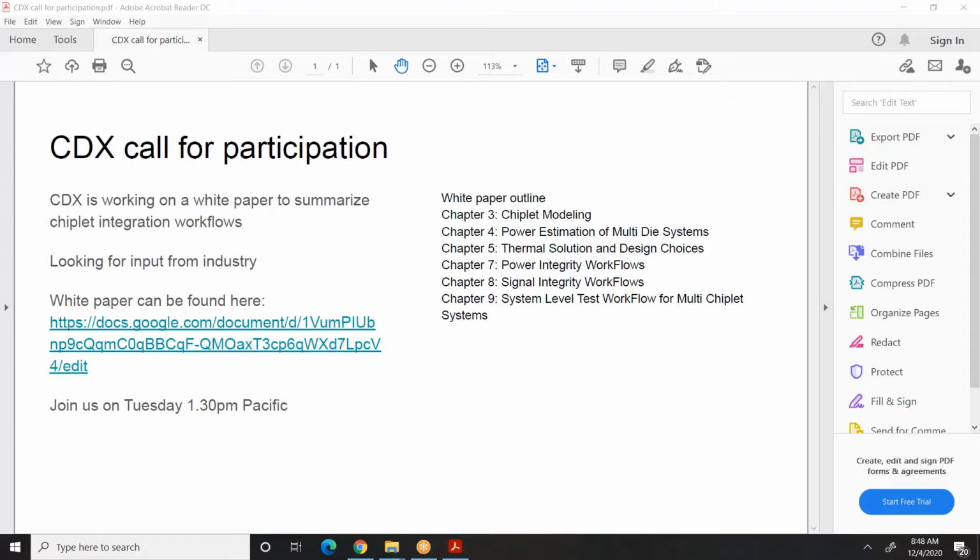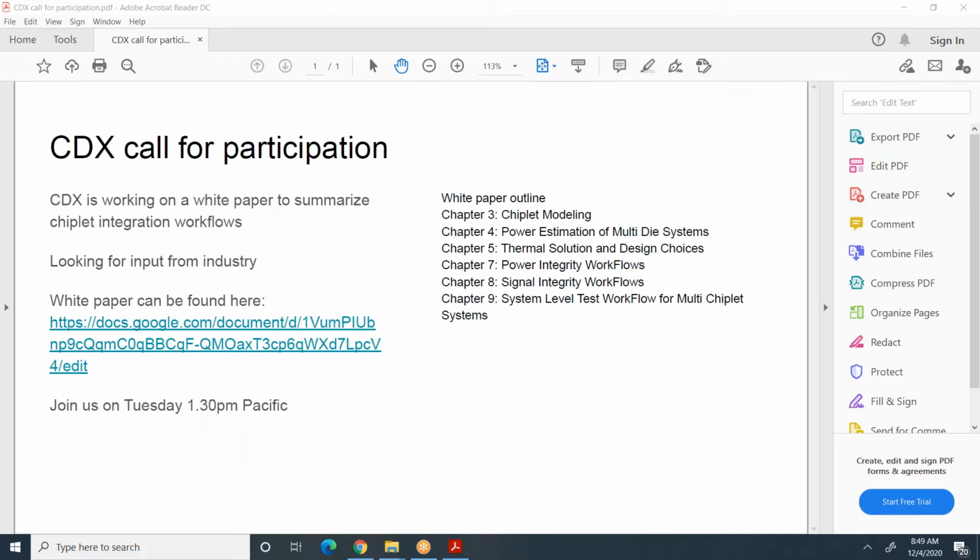So the overall outline of this white paper basically captures the pain points of an early stage architect who has to make design choices and has to come up with the whole project management of a chiplet-based solution. So that all starts with how do you model these chiplets? How do you choose a packaging technology? Think about the power estimation of multi-die solutions. How do you think about the thermal solutions?